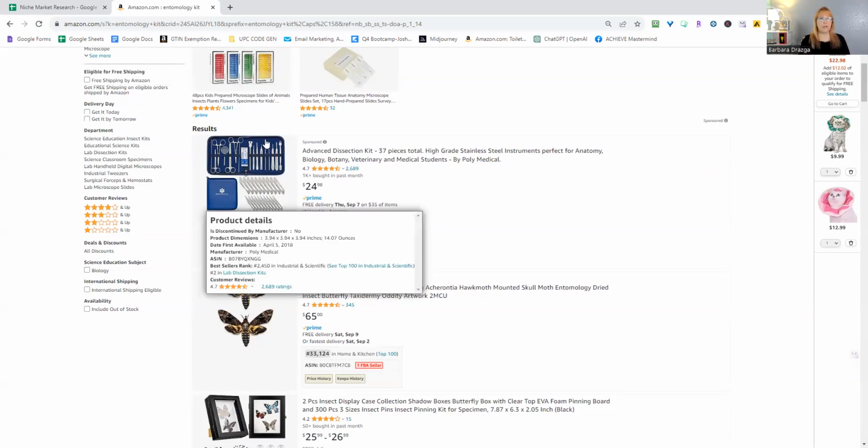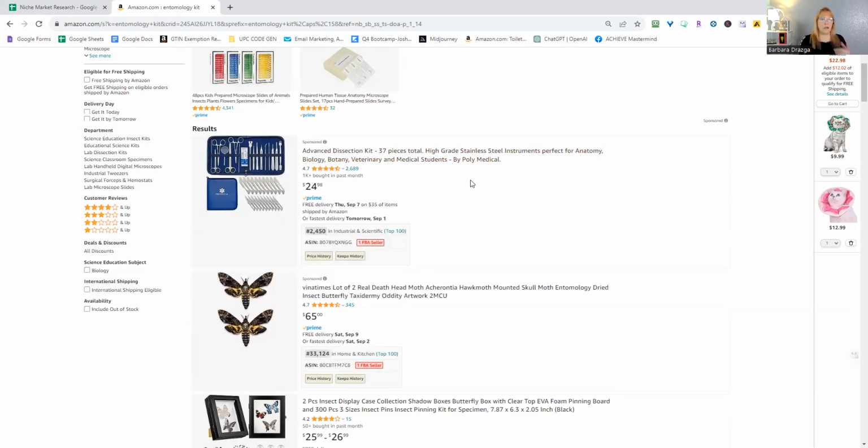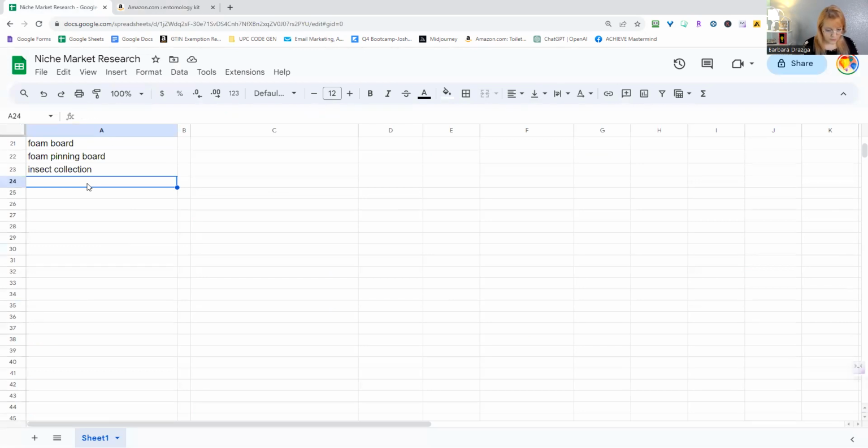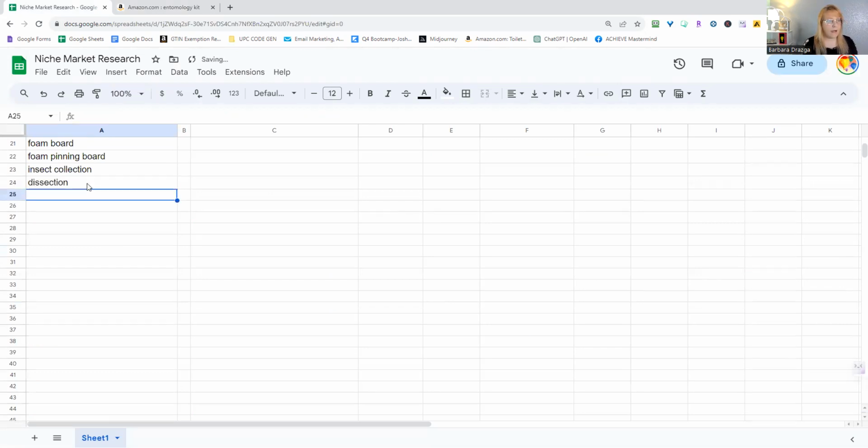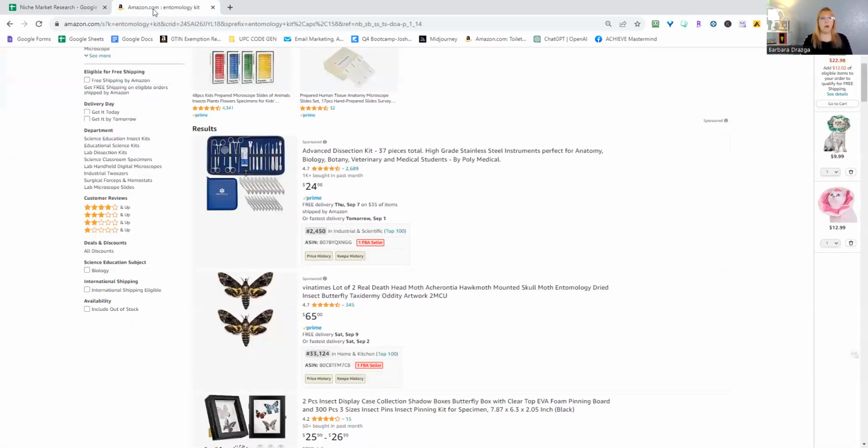So the rank on this set here, this dissection kit, and by the way, that's a word that I don't have on my list. So I'm going to come over here and just type in dissection and add that to my keyword list. So I'm continuing my keyword research, and as I start my product research by looking at people who are selling to the market I want to sell to, that's what I call competitor research.